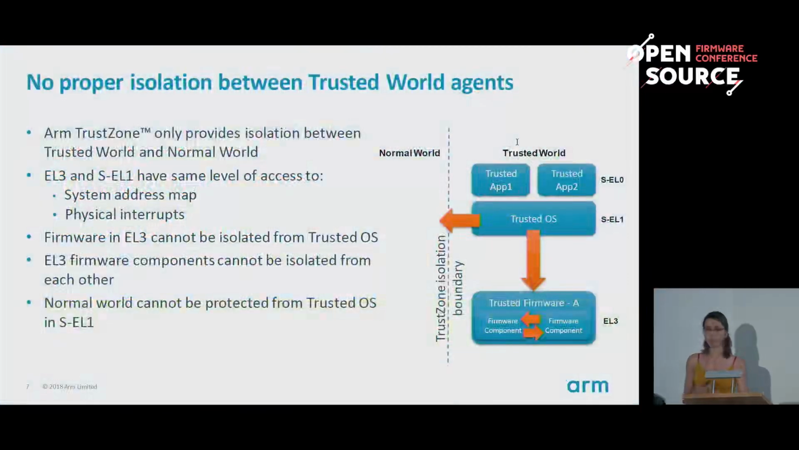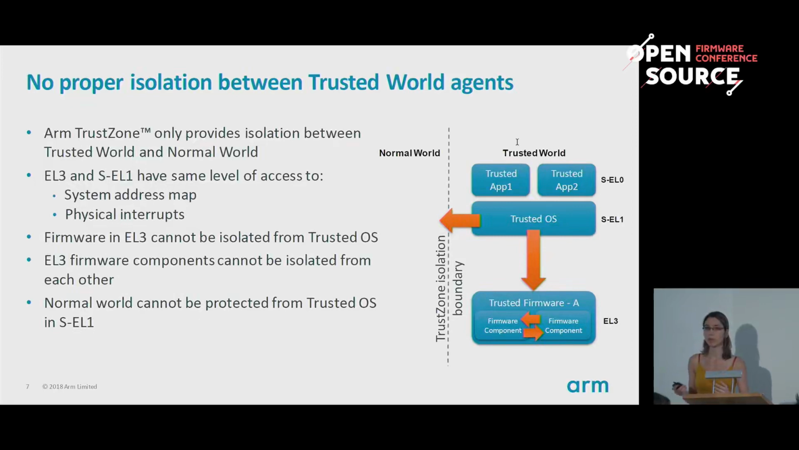So one of the challenges that people face today in the trusted world stack is that the ARMv8 architecture, I mentioned TrustZone, provides you the separation between normal world and trusted world. The concept is really that the software running in normal world cannot interfere with the software in trusted world. So it cannot, for example, access secure memory or secure devices. So there is a nice separation there. But beyond that, we don't really get any isolation.